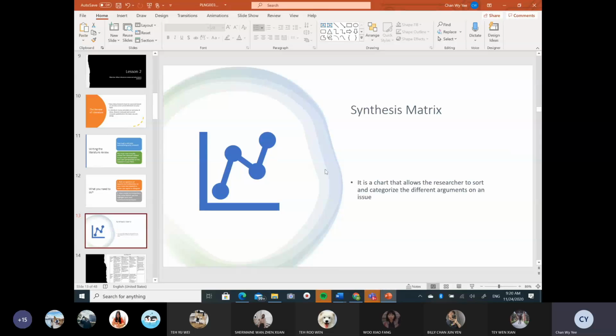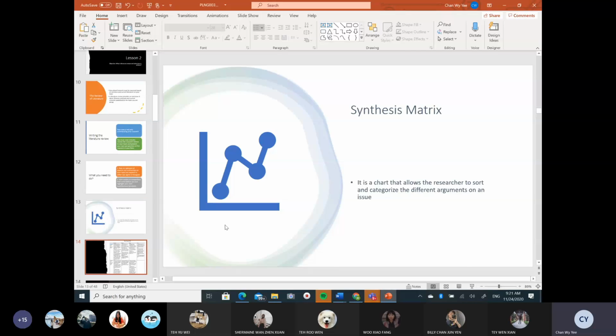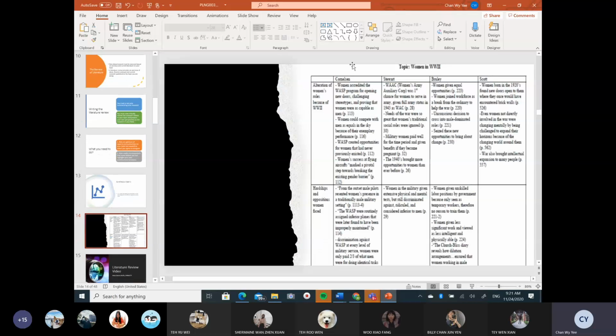When we are doing our literature review, we like to use something called the synthesis matrix. It is a chart that allows the researcher to sort and categorize the different arguments on an issue. So it looks like this. Let's say you are talking about women in World War II. You are looking through journal articles. There are so many journal articles, so specifically on alteration of women's roles. This is one of the subtopics.